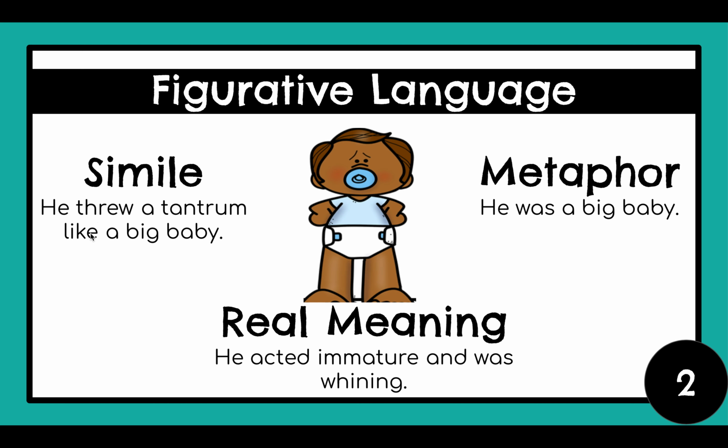He threw a tantrum like a big baby. He was a big baby. They both mean he acted immature and was whining. Well, we know babies aren't mature yet. They don't have the things that we have in order to self-regulate. They can't feed themselves. They can't take care of their toileting needs. And we know that they have the tendency to cry or whine when they want something or they don't get something they want.